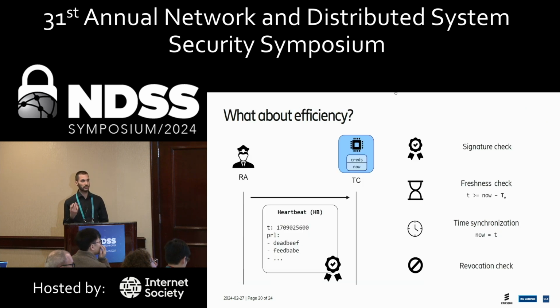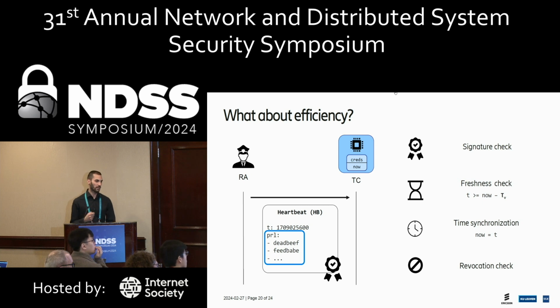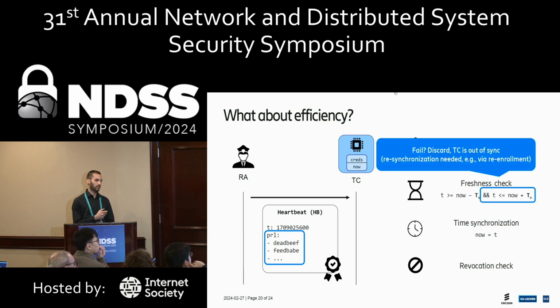As for the last goal that we have, efficiency, we have to consider that we have a list of credentials, and every time we want to revoke a credential, we add it to this list. This means that this list might get quite big over time. And this is something that we want to avoid because of our goal. We want to keep the overhead small. So to solve this issue, we add a new check here, a new freshness check.